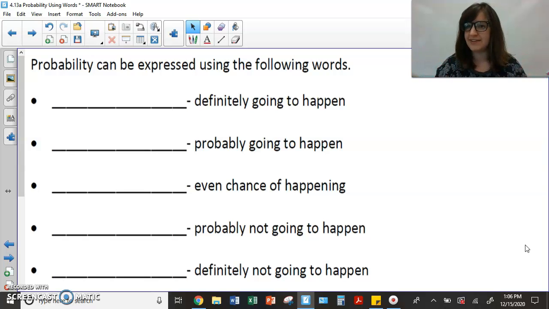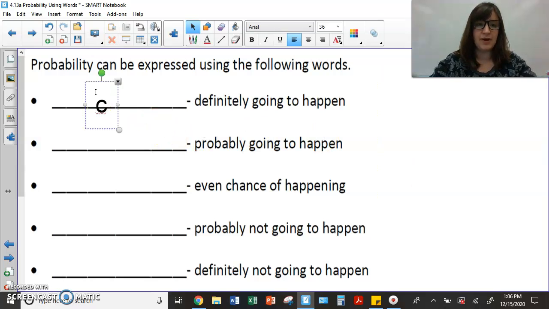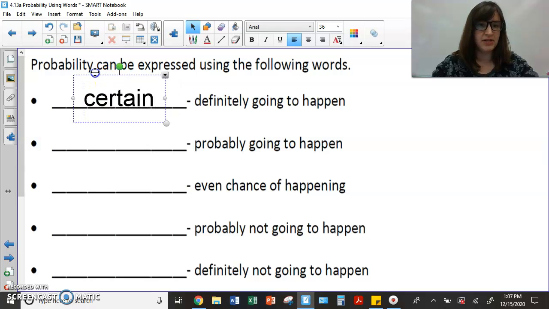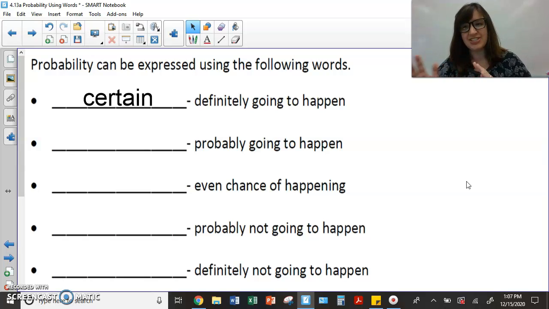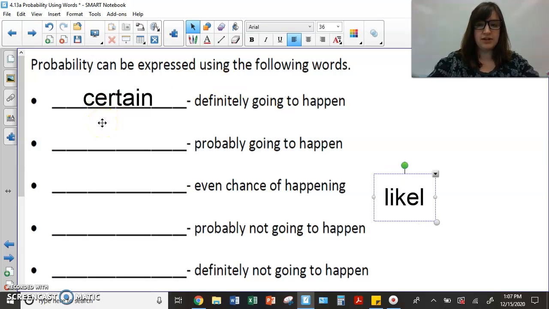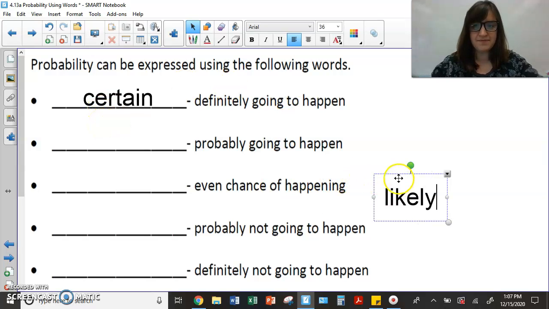If something is definitely positively going to happen, meaning nothing is going to stand in the way, we can use the word certain to describe that situation, okay? If something is probably going to happen, it's not for sure, but it's probably going to happen. There's a chance it might, but most likely it will. We're going to use the word likely. Okay?